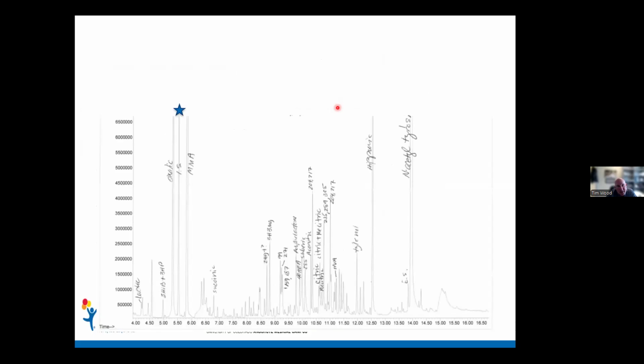Now take a look at a patient sample. What do you see here? I see this nice big peak, and I guess I should write all this out. Sorry, MMA stands for methylmalonic acid. So a big peak of methylmalonic acid. That's pretty hard to miss.